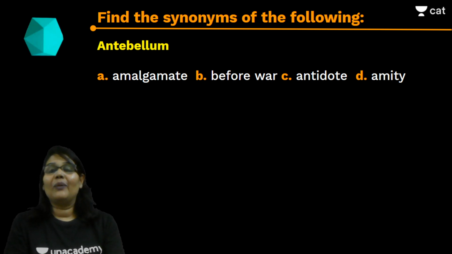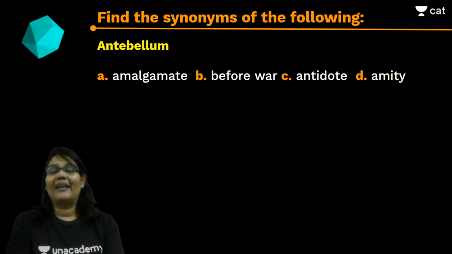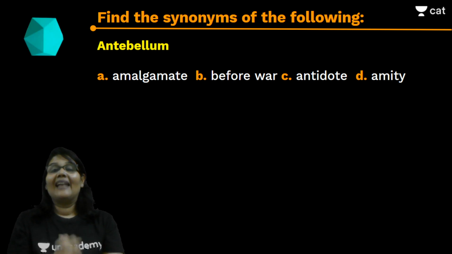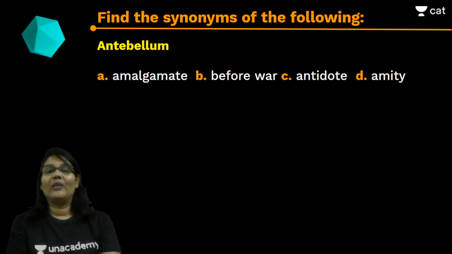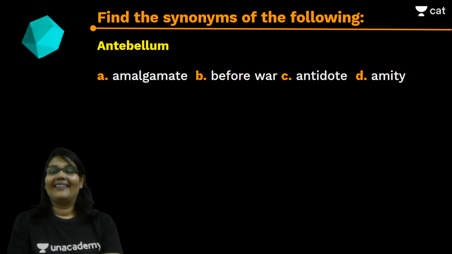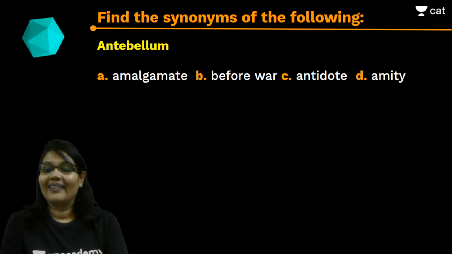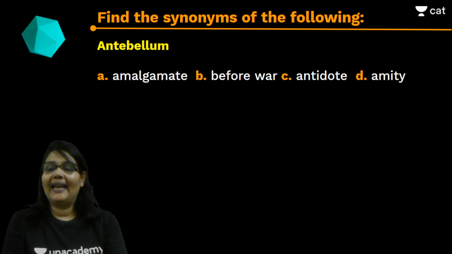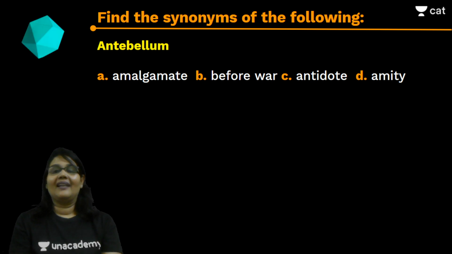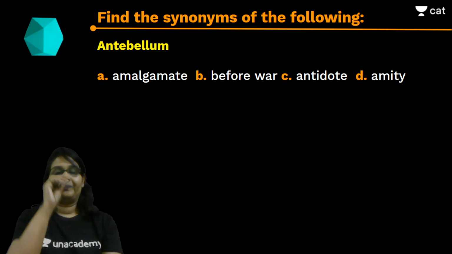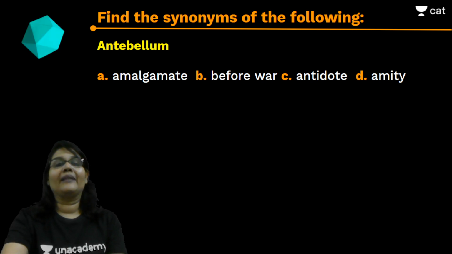Let's look at the other words, guys. I have given you an explanation of amalgamate. Amalgamate means to merge. Then you have option C, antidote, which means a remedy or a cure. Then you have amity, which means friendship. Okay? Very good, you've got it right. Bang on answers, guys. Awesome, great going. Let's move on to the next one.